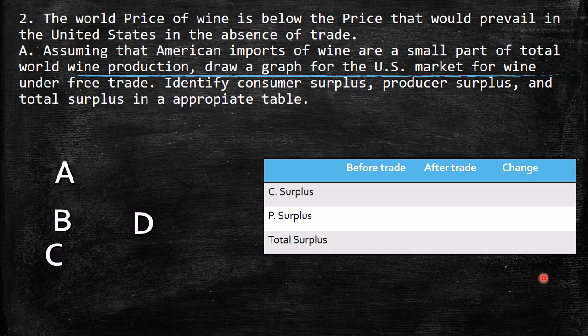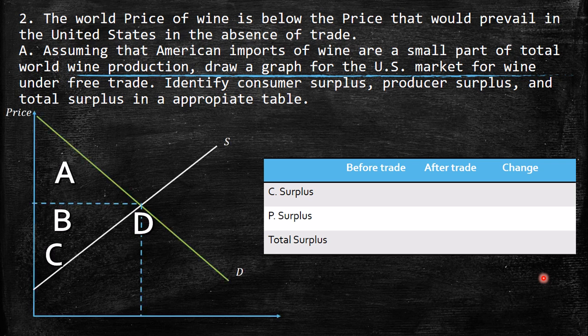We need to draw a graph for the US market for wine and free trade. In this case, we need to identify consumer surplus, producer surplus, and total surplus in an appropriate table. Actually, it's the same as before, so I'm going to be really fast because we already saw it in the previous one. We have the original condition P star, Q star. We know that PT is going to be the world price, which is lower than the US price. So this is going to be the new demand.